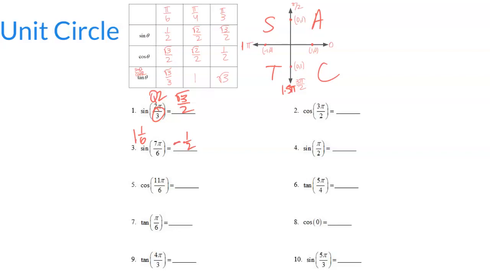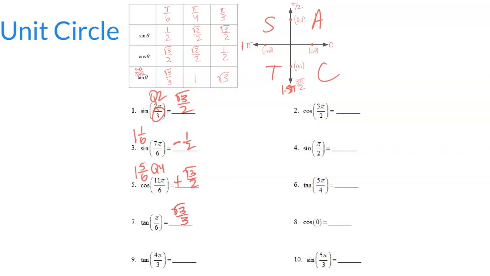Cosine of 11 pi over 6, well, 11 pi over 6 is the same as 1 and 5/6. And so that means that this is going to be in quadrant 4, where cosine is positive. The reference angle is pi over 6, and cosine of pi over 6 is the square root of 3 over 2. For number 7, tangent of pi over 6 is just on our chart, so we automatically have that memorized. It's the square root of 3 over 3.